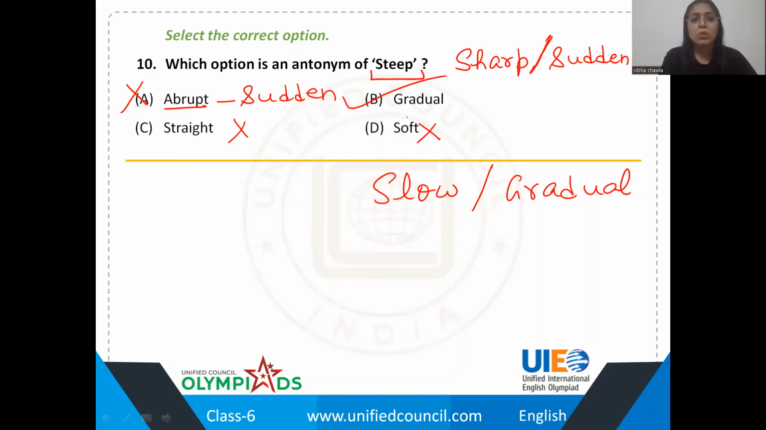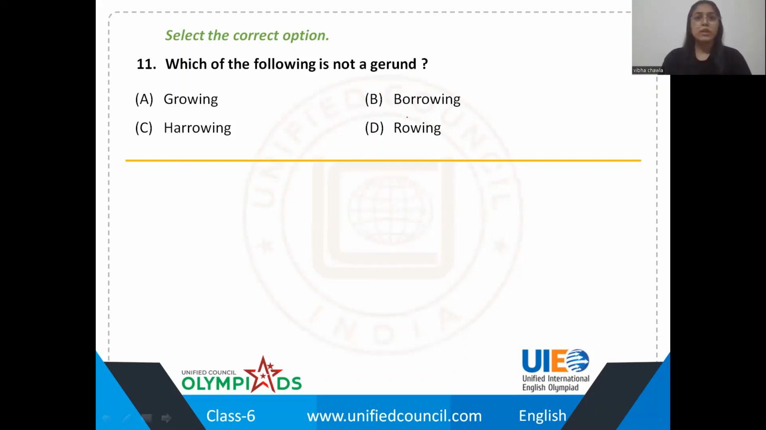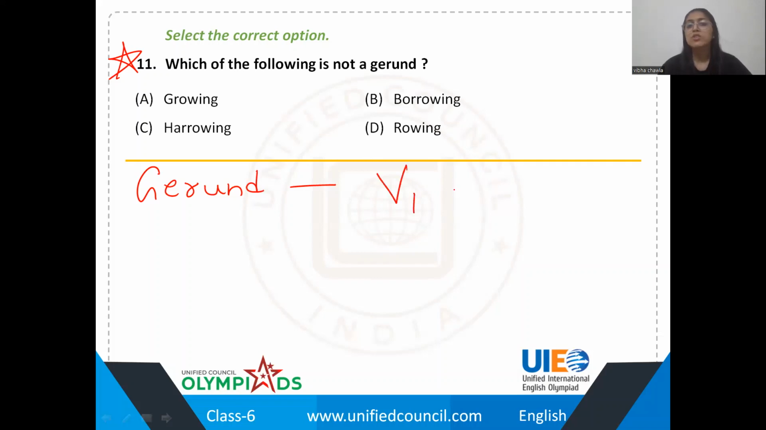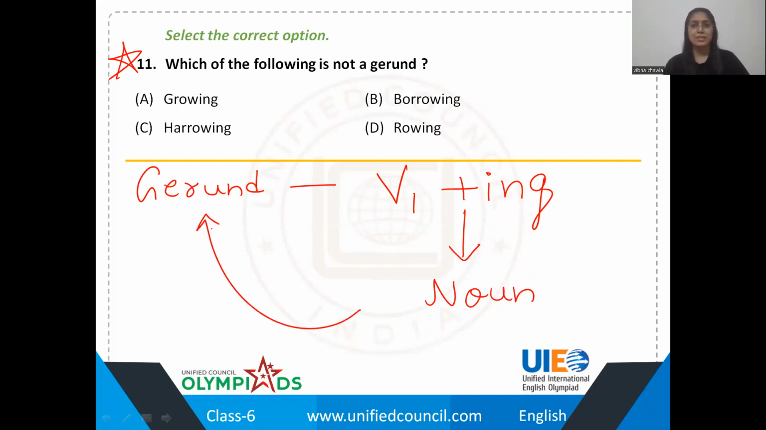Now, the next question is very, very important. It's about gerund. Which of the following is not a gerund? Before answering this question, again, you must know what gerunds are. You must have seen the ing form of verbs, right? But you may have seen their usage as a verb only. But do you know, V1 plus ing can sometimes act as a noun also, and that is nothing but a gerund.